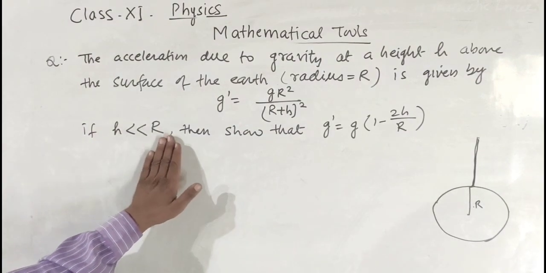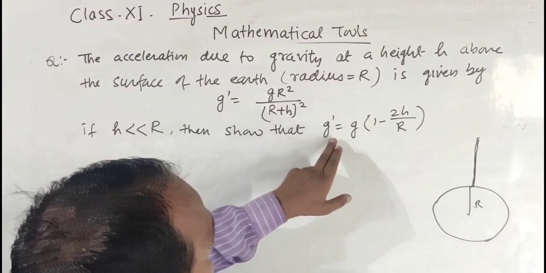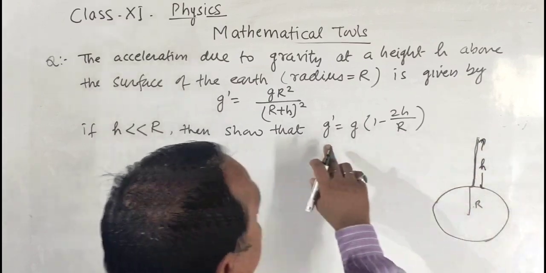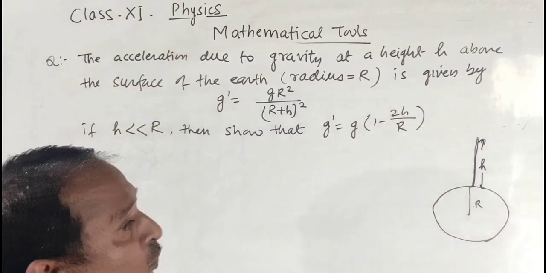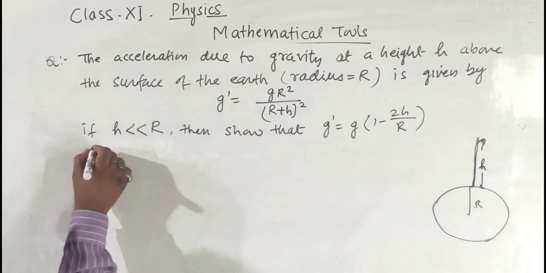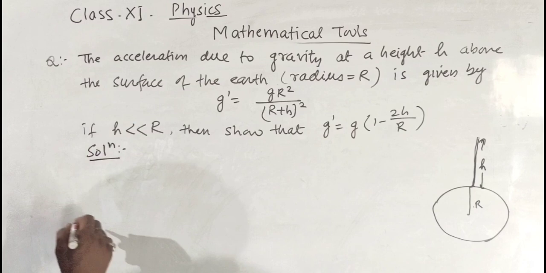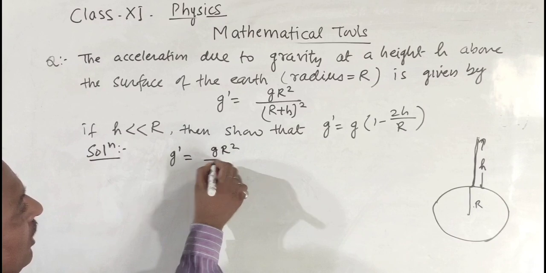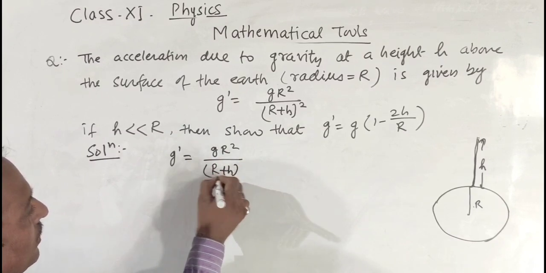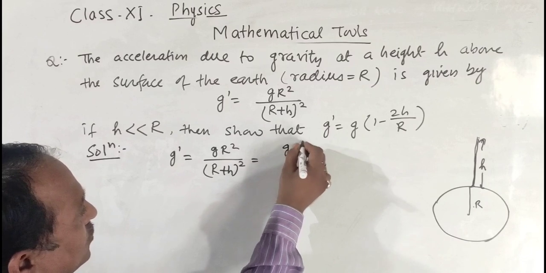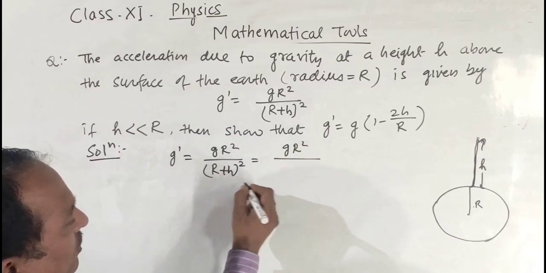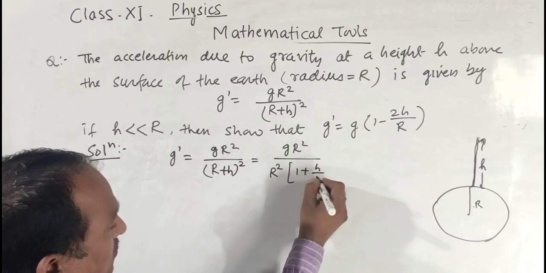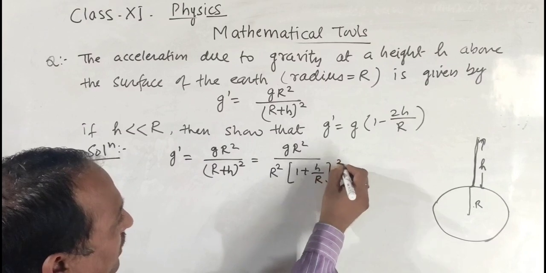Then we have to show that if the height h above the surface of the earth is very much smaller than the radius of the earth, then the acceleration due to gravity at height h, g dash, can be represented in terms of g as g (1 minus 2h by r). So let us try to apply the binomial theorem to solve this. Here we have g dash is equal to g r square by (r plus h) whole square. Let us take r square common from the lower terms, then it can be written as 1 by (1 plus h by r) whole square.